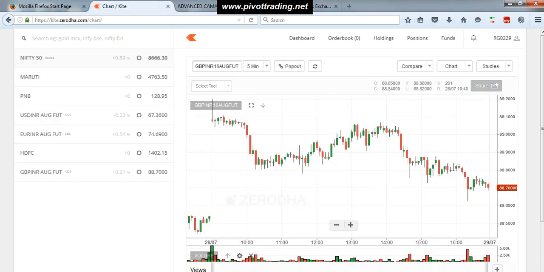You need to select the script and calculate its levels based on the previous day high, low, close. You need to take the price of that particular script at 9:30 to 9:40. Based on where the price falls, you apply the rule and start trading. So these are the simple steps that you need to follow to trade using Camarilla.